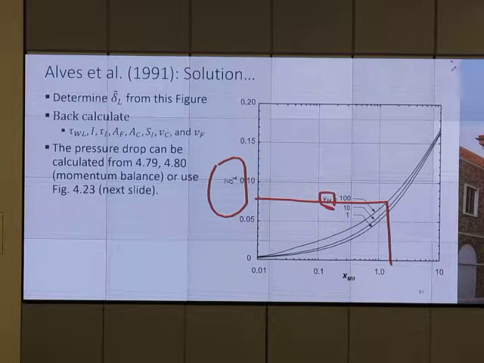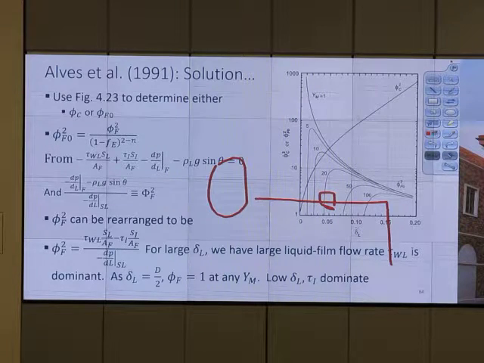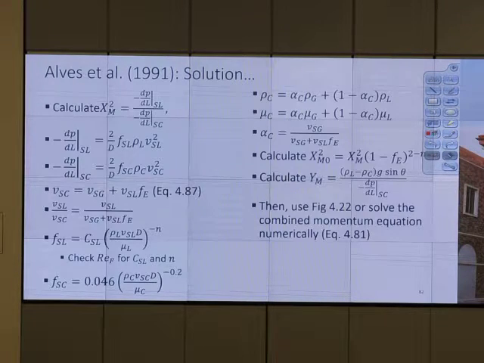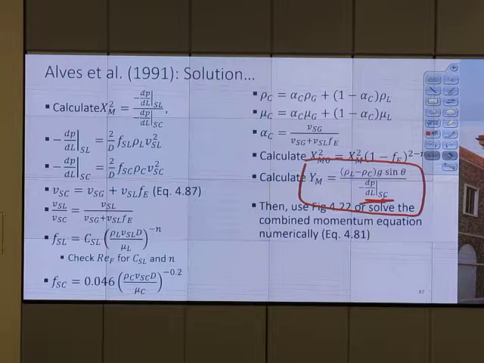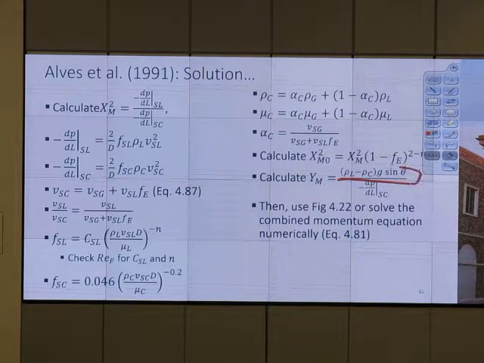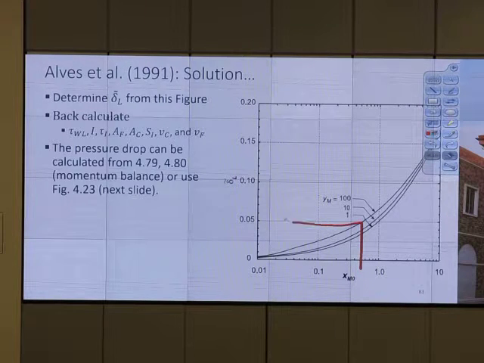After you get delta L2 though, what is y sub m? Y sub m is that formula. Modify the inclination angle parameter similar to y, but this time it's SC. Okay. Delta rho g sine theta. Sine theta is 1 for vertical flow. Yes. Then use this graph to get delta L tilde, dimensionless as film thickness. Okay.